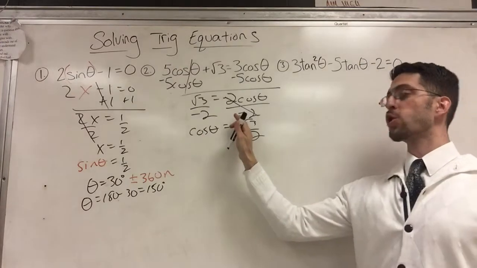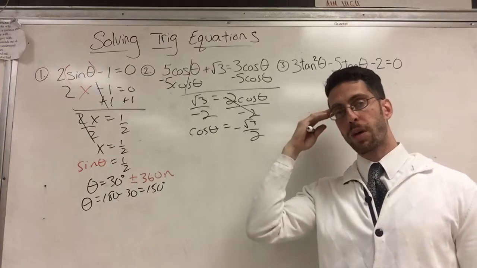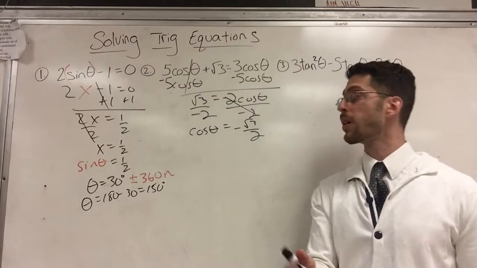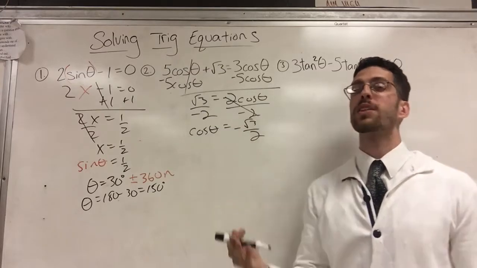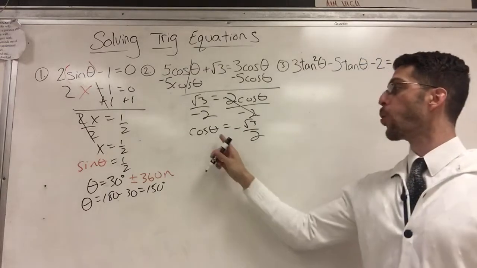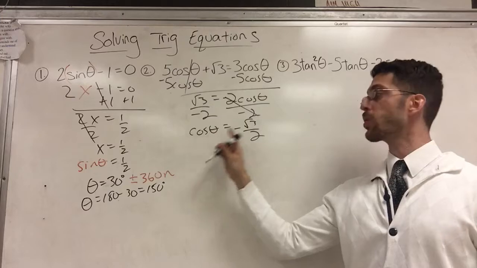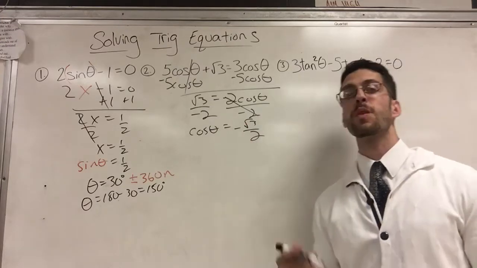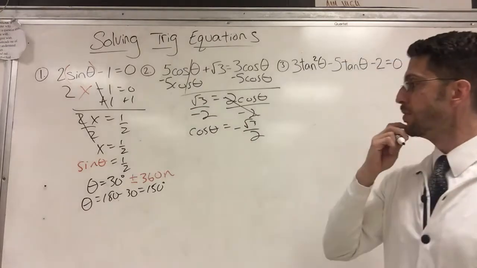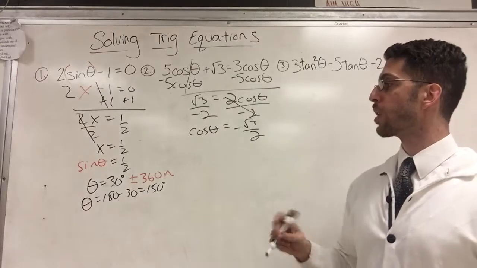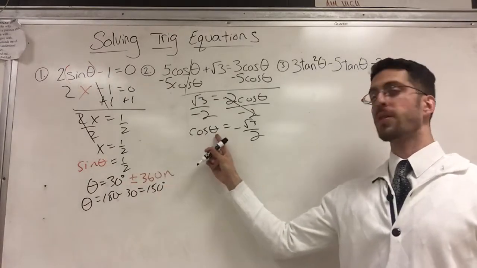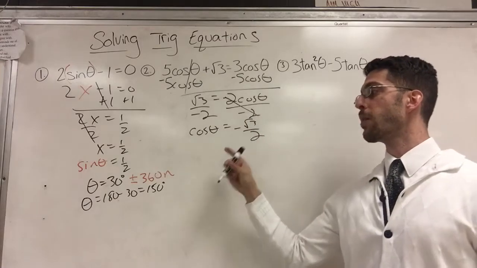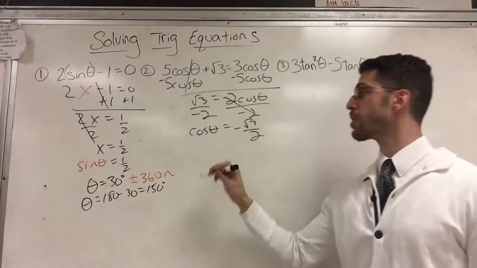Well, first of all, I'm going to ignore the negative for a second. Of course, you can go to the calculator and press cosine inverse and find out your answer, but I like to do this in my head. So what angle has a cosine equal to radical 3 over 2? The sine of 30 was 1/2, and the cosine of 30 is radical 3 over 2. So again, my reference angle is 30 degrees.